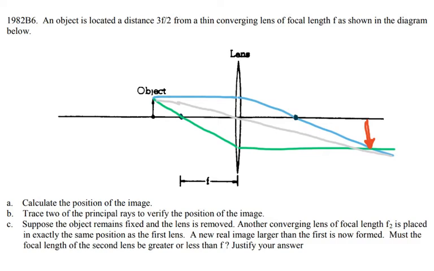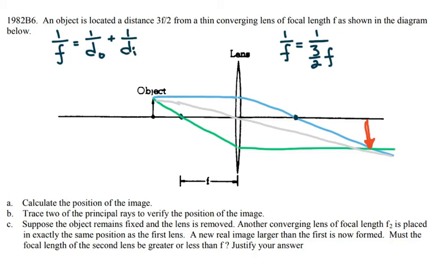For my calculations, I'm using the lens formula: 1 over the focal length is equal to 1 over dO plus 1 over di, where dO, the distance to the object, is 3/2 of the focal length. And then here is 1 over di. I'm going to simplify this a little bit. Let's multiply all of them by 3/2 of the focal length.